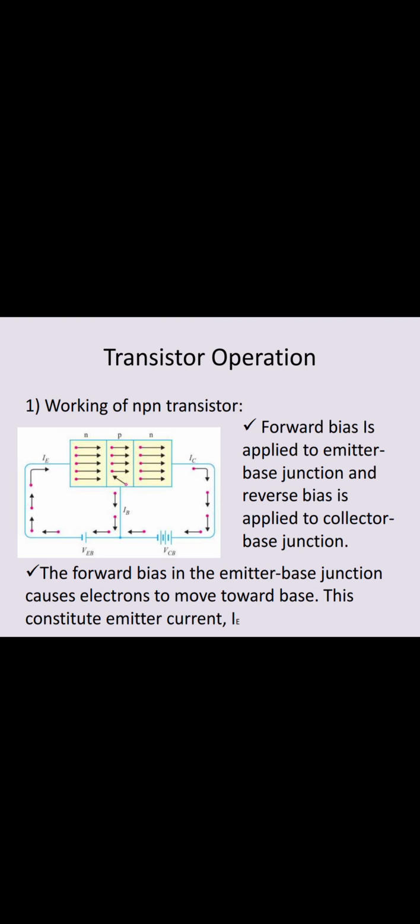Next point is transistor operation. As we see, there are two types, NPN and PNP transistors. First, the working of the NPN transistor, which we can see in the diagram. The forward bias in the emitter base junction causes the electrons to move towards the base, and so it constitutes the emitter current, that is IE.